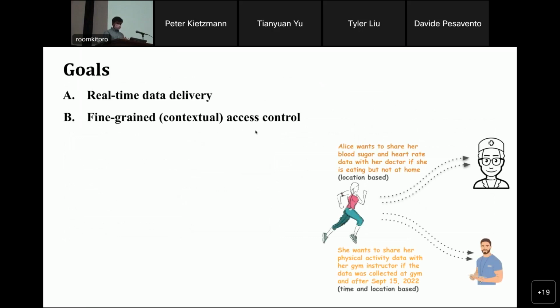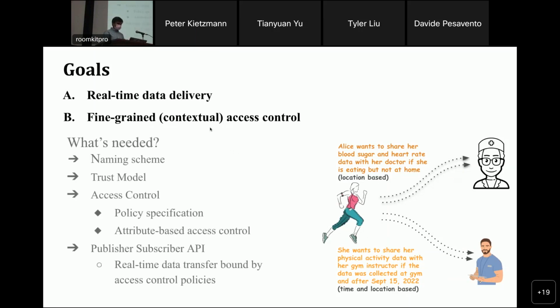So talking about that contextual access control, Alice might want to share her health data with her doctor when she's at work but not at home. This is a location-based context. Similarly, she might want to share her physical activity data with a gym instructor when the data was collected at the gym and after some particular time. So that includes time and location-based access control. This kind of access control is called contextual access control. So we want to support that.